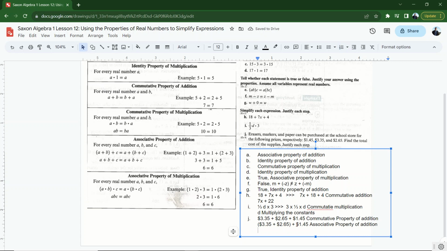Now I'm just going to add 335 plus 265. That's going to be $6. So this is going to be $6 plus $1.45. At this point, I'm just adding like terms. So 6 plus 1.45 is going to be $7.45. Now that felt like it took a lot longer just because I explained everything.